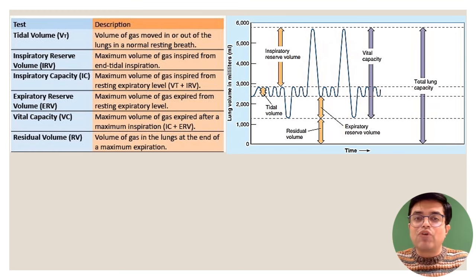The amount of air which is always there and which cannot be taken out, that is called residual volume. जो बच गया lungs में, पूरा कोशिश लगा लिया, उसके बाद जो बच गया, that is residual volume.